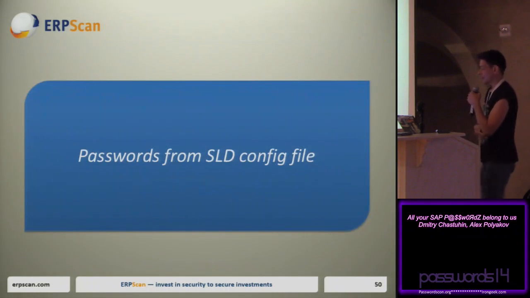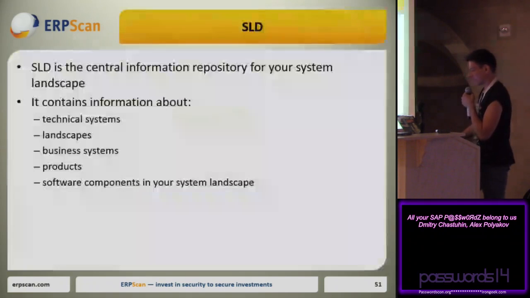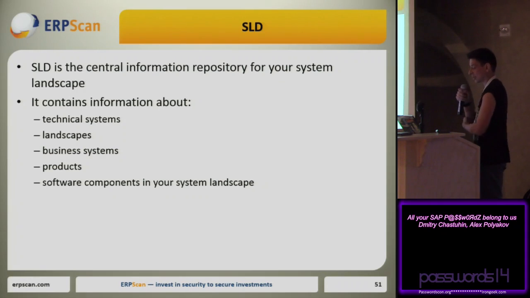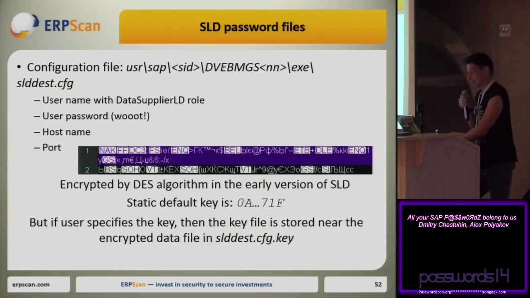Going to the next, the SAP module SLD. SLD is a central information repository for the SAP system landscape. It contains information about technical system landscapes, business system products, etc. So of course SLD has a config file. Its name is sld-desk.cfg, and it stores information about username, user passwords, hostname, and port value.